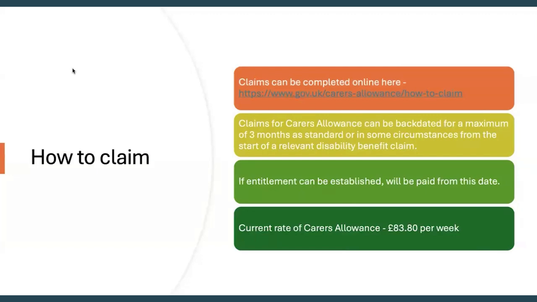So claiming carer's allowance, there's a really straightforward form online in order to do that. Carer's allowance can be backdated for a maximum of 3 months. So if somebody was to be awarded a claim, say for DLA now, because the claim would probably have started retroactively from, say, 6 months ago, you could potentially be entitled from the start of the claim. But if you were starting late, say there was a change in your personal circumstances, you could potentially look at claiming for that 3-month period. And the current rate of carer's allowance is £83.80 a week.